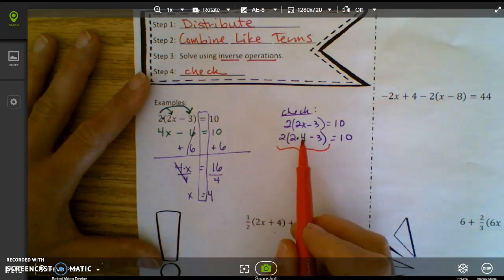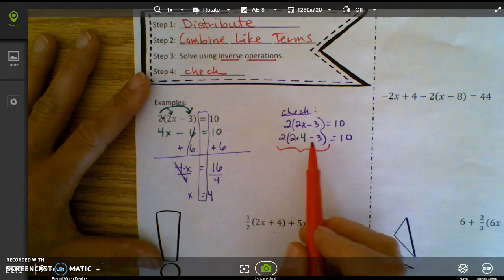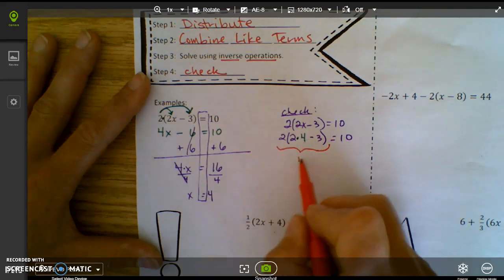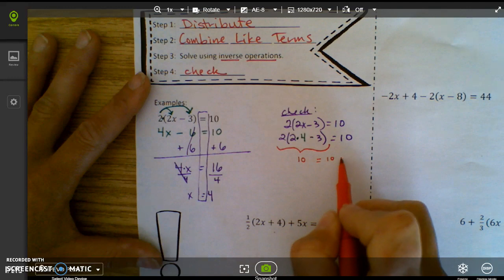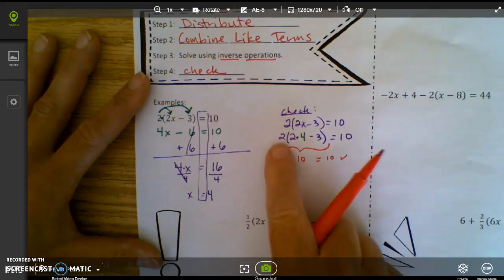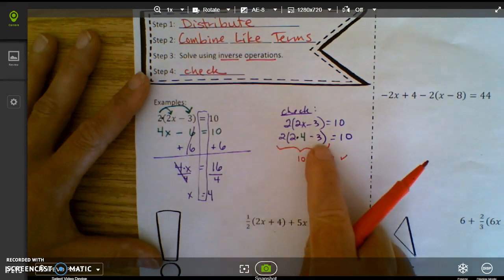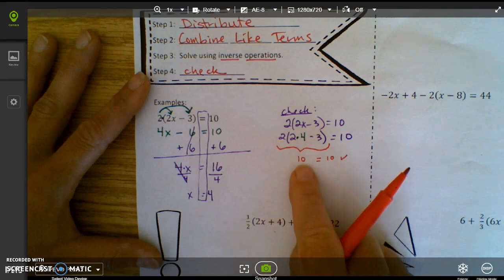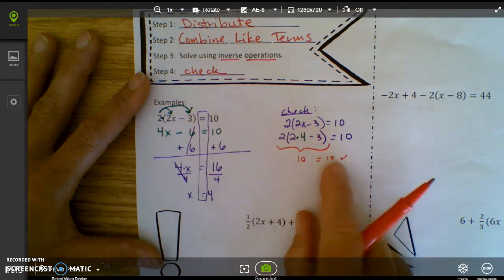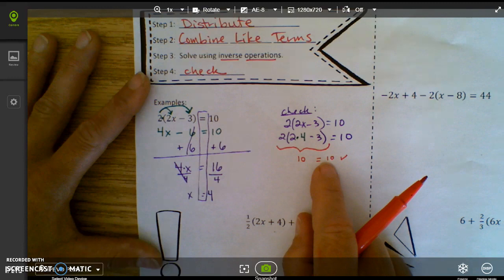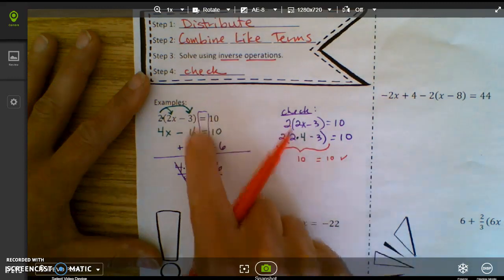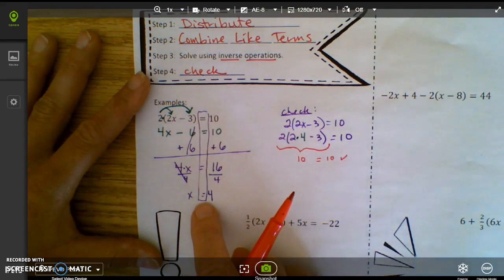2 times 4 is 8. 8 minus 3 is 5. 2 times 5 is 10. So if you did it in your head, great. If you typed it in the calculator, type in exactly what you see, and you should also be getting the 10. And it's balanced, and that's a good thing. If it balances out when you're checking, it means that we did all this work correctly.